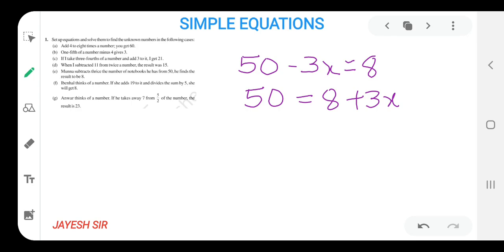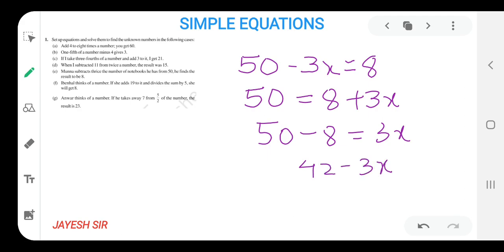Now plus 8 after going this side will become minus 8. 50 as it is was there, plus 8 will become minus 8, and 3x as it is. 50 minus 8 will result in 42 equals 3x. Now we all know what we'll do. 3 and x are in multiplication, so 3 after going this side will come in division. So the value of x we will obtain over here is 14.